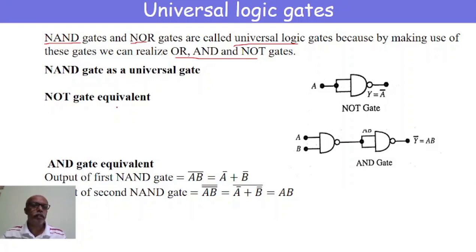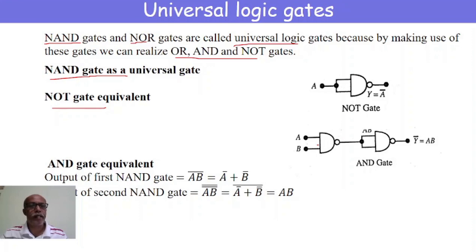So first we are realizing the NOT gate by making use of the NAND gate. So this is my NAND gate. I have only one single input A, which gets complemented as in the case of a NOT gate. So this NAND gate is now used to realize the NOT gate. So you can see here.